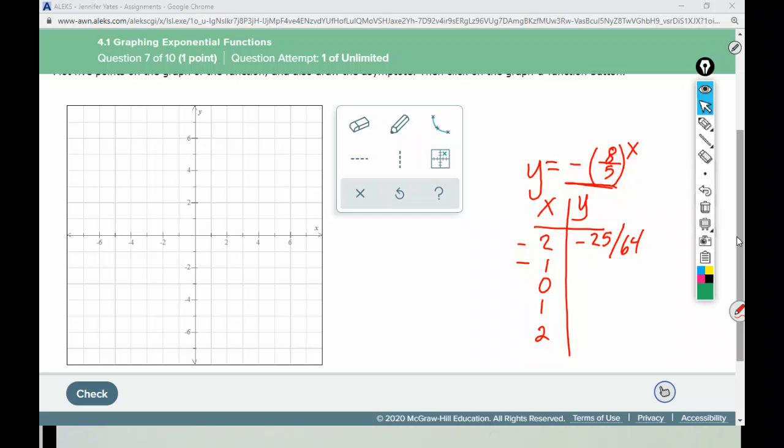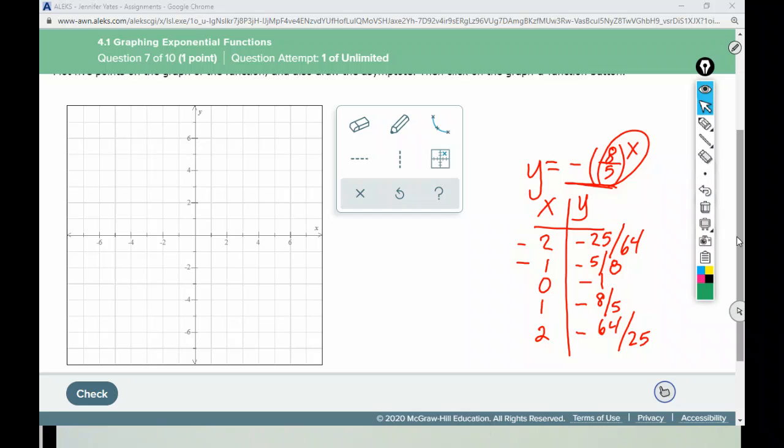Aren't you glad you don't have to plot that one by hand, that we can type it in? Raised to the -1, it's going to be -5/8. Raised to the 0, what's it going to be? 1. This part would be 1, but then that makes it -1. Raised to the 1 would be -8 fifths. Raised to the square would be negative what? 64 25ths. Good.